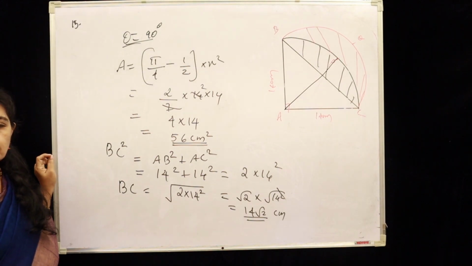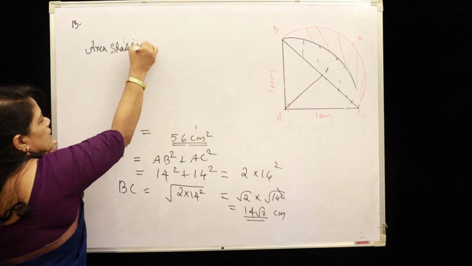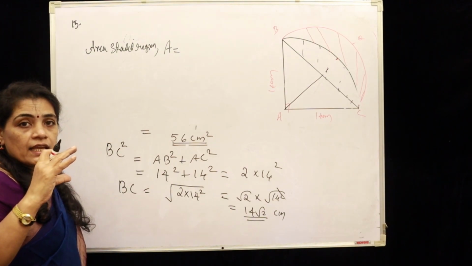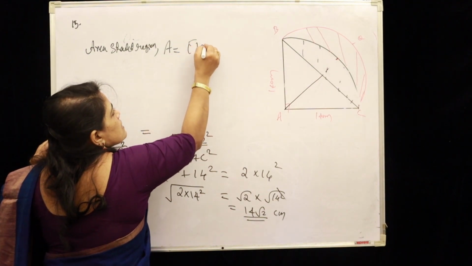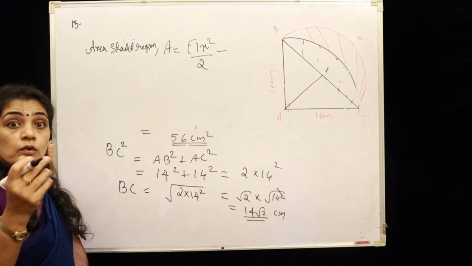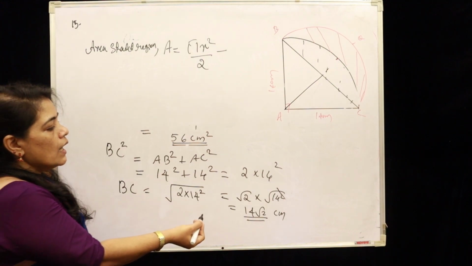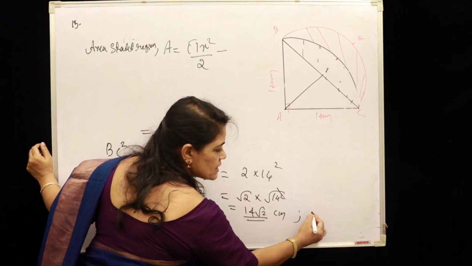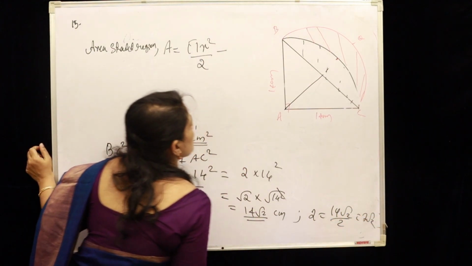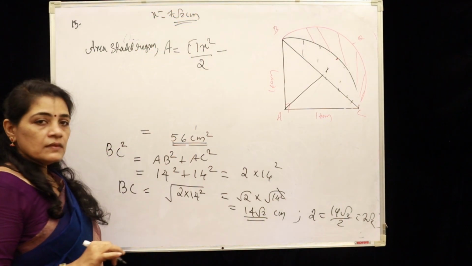14 root 2. Okay, so area of the shaded region A is equal to, what is that? The total area of the semicircle, pi r square by 2. Its radius and the radius of the quadrant are both different. Okay, so we have seen the diameter as 14 root 2, which implies radius is equal to 14 root 2 by 2, that is 7 root 2. Okay, so radius is equal to 7 root 2 centimeter for the semicircle.